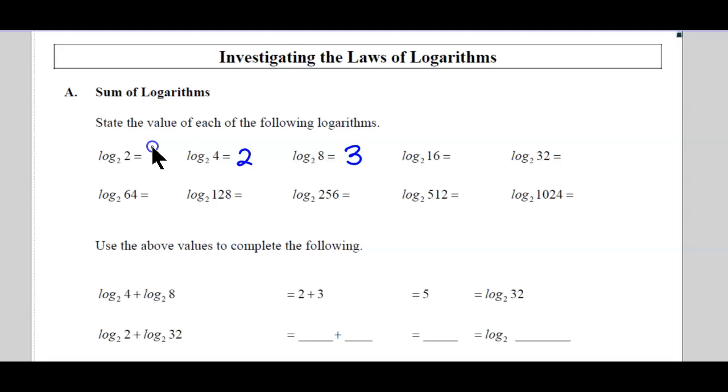Right? 2 to the what gives you 16? 2 to the 4. 2 to the what gives you 32? 2 to the 5. Then 6, 7, 8, 9, 10. But you throw in the levels just to see if there's any trick in it.